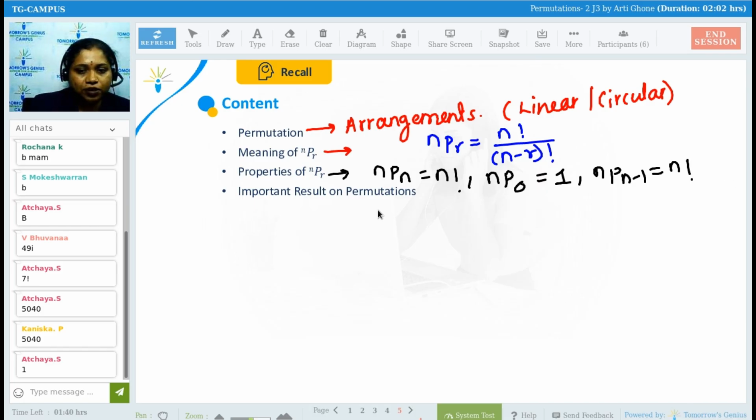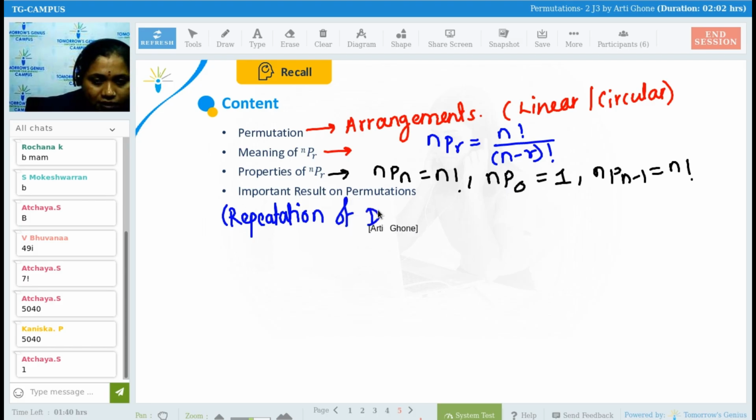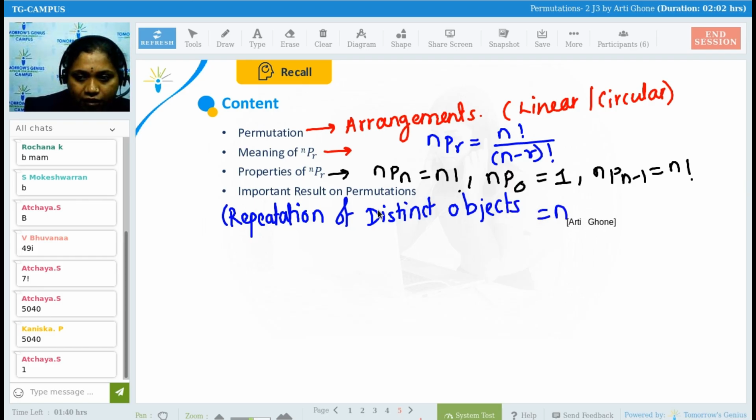Okay. Then important results on permutations. That is the only thing. One more important result: what if repetition is there? Repetition of distinct object permutation. Repetition is different and identical is different. It is equal to n raised to power r. Clear? Write these 2 blue-colored formulas in your notebook because they are required today also. If repetition is allowed, then it will be purely n raised to power r. Clear?